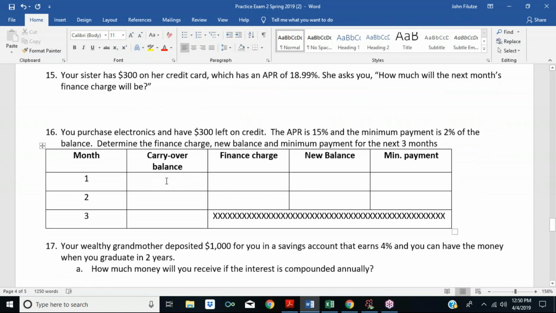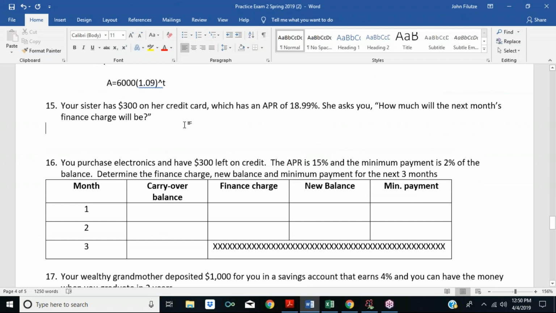And then let's look at this credit card one. So starting at $300, well, let me just do the interest first. So if you remember, the interest is just 300 times the interest rate as a decimal divided by 12 months because we're doing a monthly rate. So that's how you find the interest. You just take the principal times the rate, and then the time is 1.